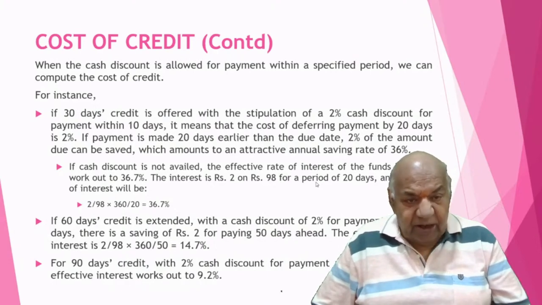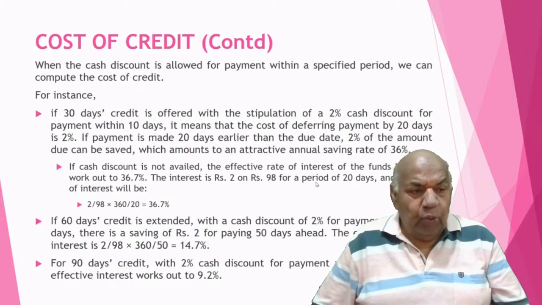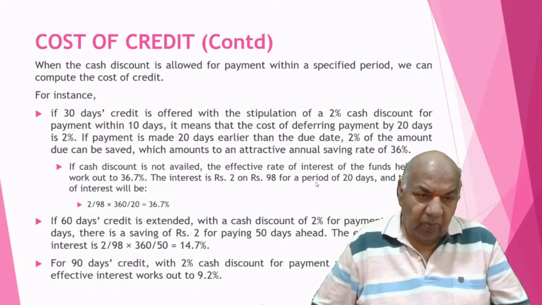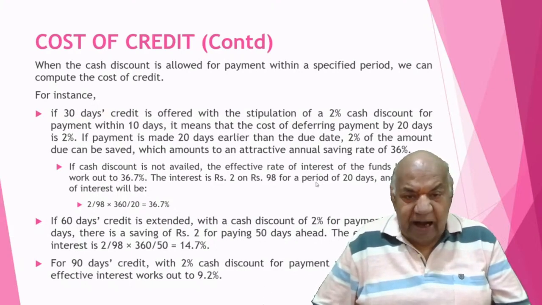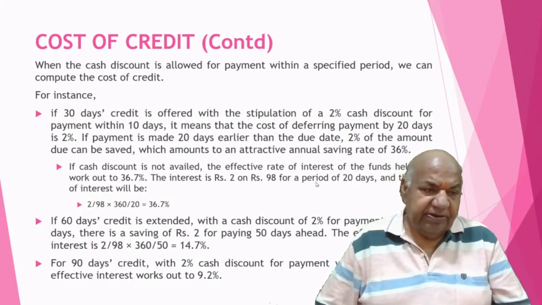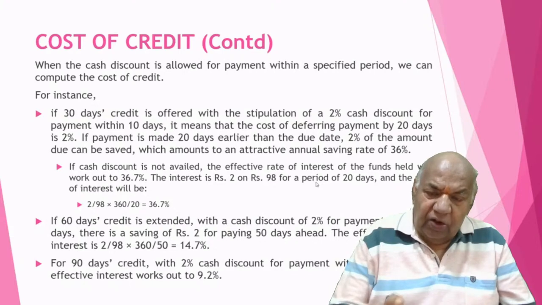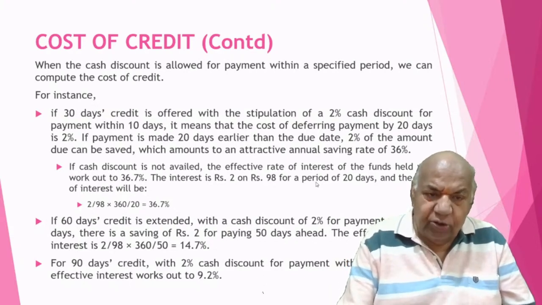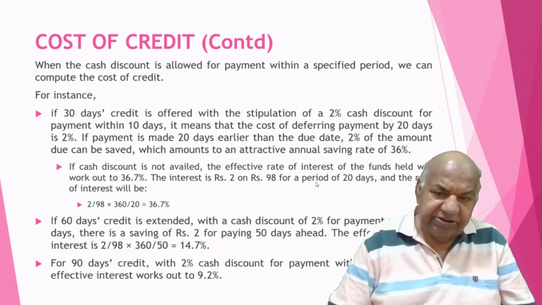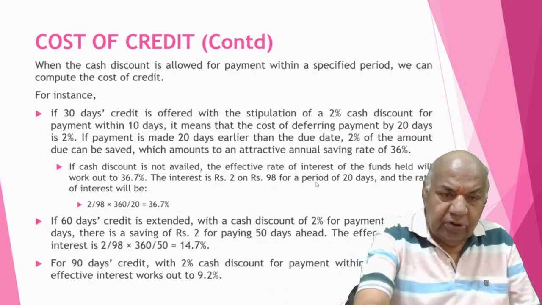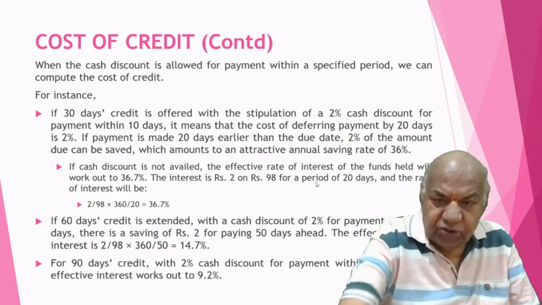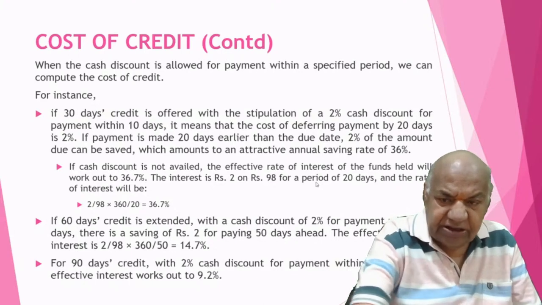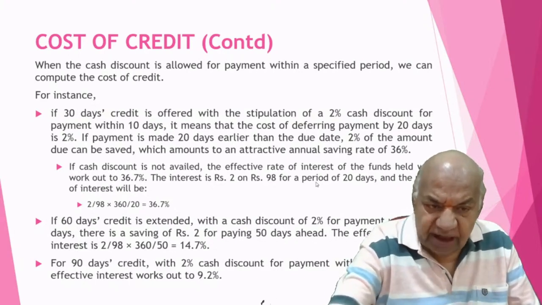If payment is made 20 days earlier than the due date, 2% of the amount due can be saved, which amounts to an attractive annual saving rate of 36%. Here, I have assumed the year to be of 360 days. Therefore, for 20 days it is 2%, and for 360 days it becomes 36%.